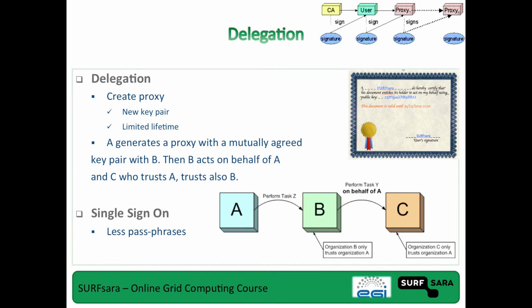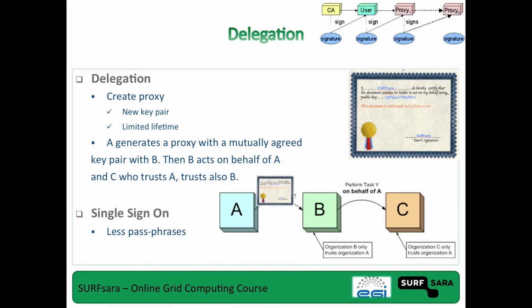A proxy consists of a new certificate with a new public key in it and a new private key. The new certificate contains the owner's identity, modified slightly to indicate it is a proxy. The new certificate is signed by the owner rather than the CA. Proxies have limited lifetimes of approximately 12 hours.